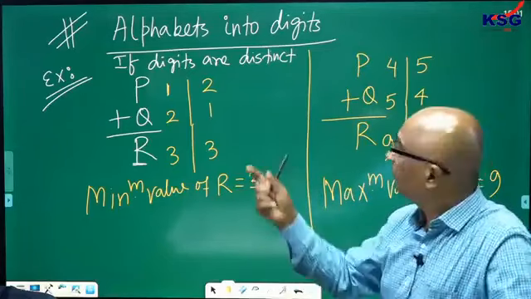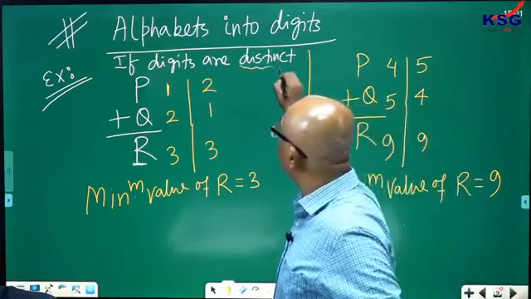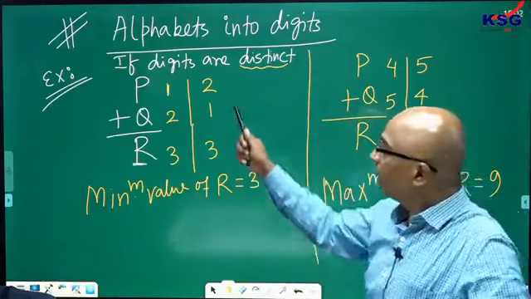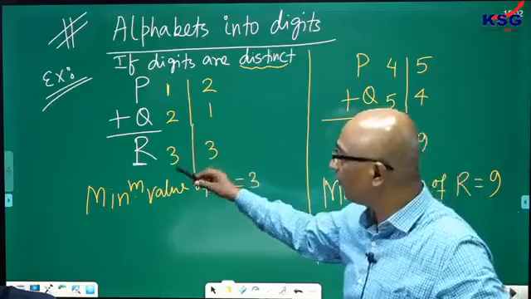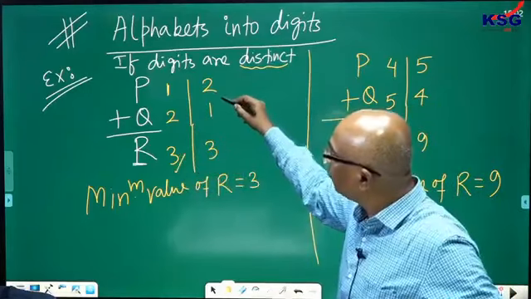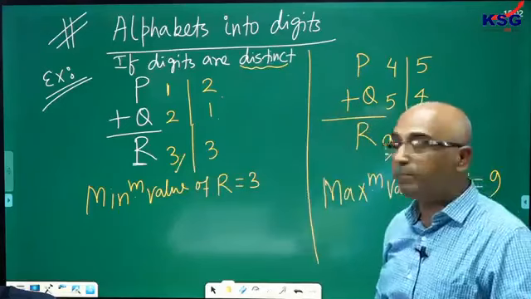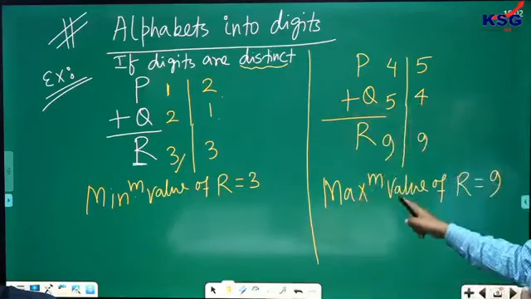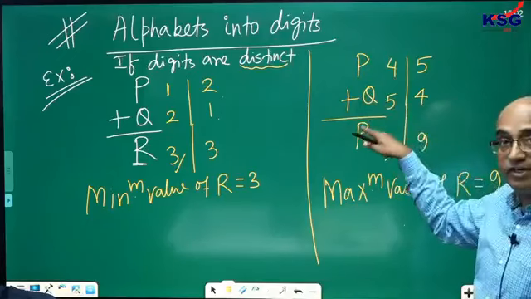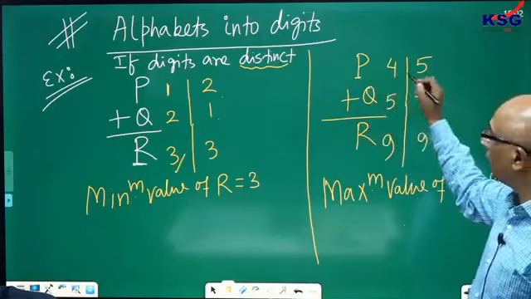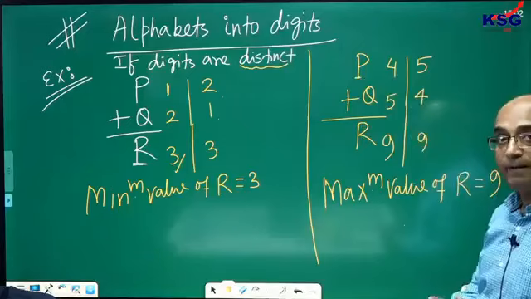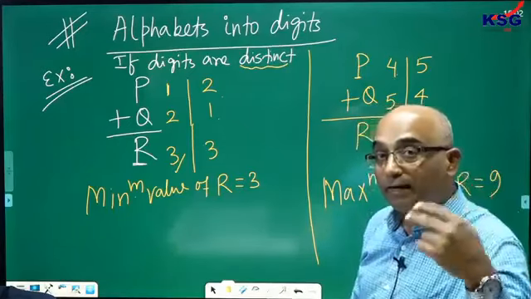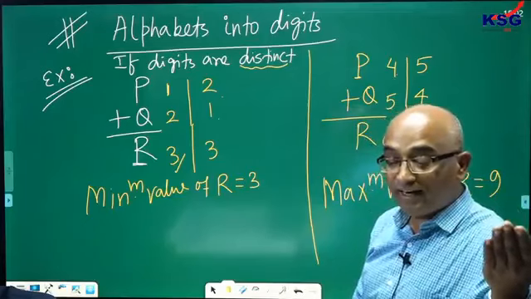They are given as distinct digits. Distinct means they cannot be repeated, and they cannot be 0 either. So if P is 1, Q can be 2, and 1 plus 2 is 3. Or if P is 2, Q is 1, and 2 plus 1 is 3. So the minimum value of R is 3. Similarly, for the maximum value of R in this addition, if P is 4, Q can be 5, and 4 plus 5 is 9. R is a single digit, so it cannot be 10 or more than 10.